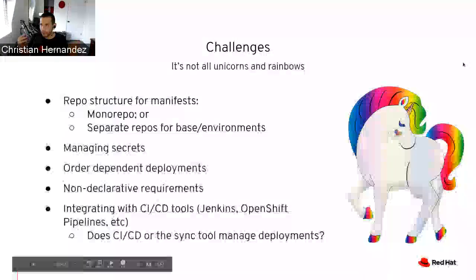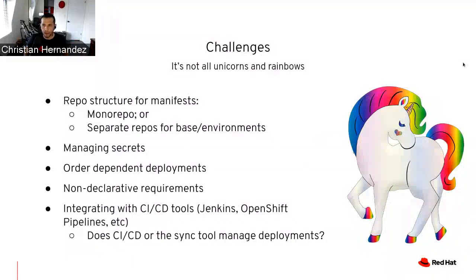But it's not all unicorns and rainbows, right? It's not all happy. There are some challenges when it comes to GitOps, especially since it's ever evolving. Some people do a mono repo of everything. Am I going to do a mono repo? Am I going to separate repos from the base? Do I want to do it per environment? Do I do it per cluster? You have to make those decisions that will drive your workflow going forward.